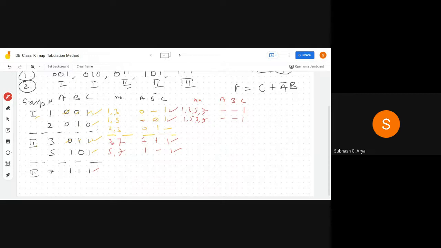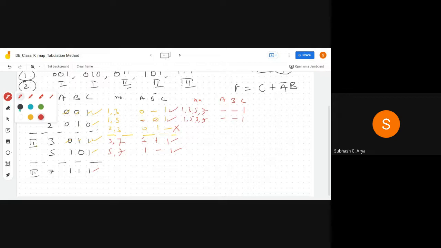Means 2, 3, 3. Let us see 2, 3, 5, 7. So 0, 1, 1 bit change, 1 dash 2 bit change. So it is also not comparable. So now we see 2, 3 is not comparable with anyone. So we leave like that and let us put here a cross mark, so that we can write the answer later on.